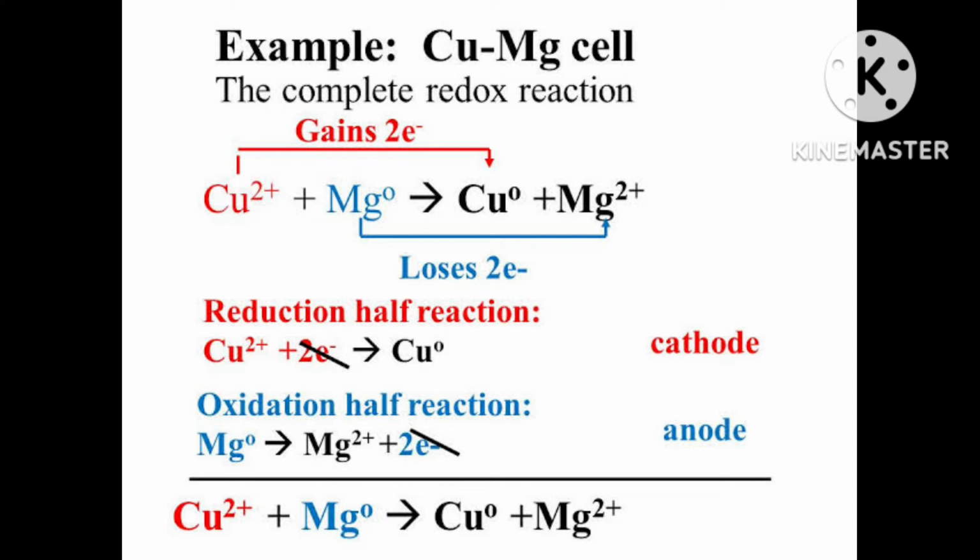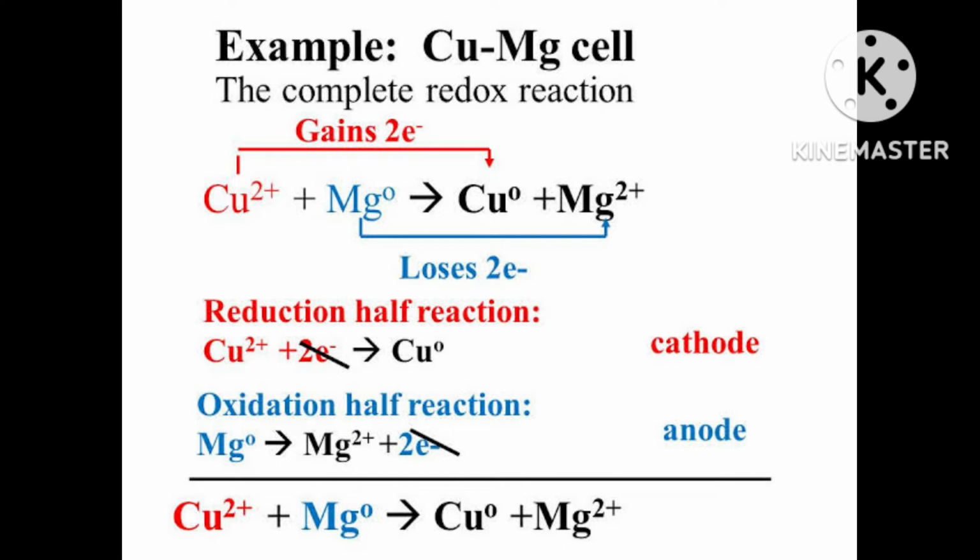It will give copper metal, or you can say copper solid. This is called the half reduction reaction. The first one was the half oxidation reaction, and this is the half reduction reaction.